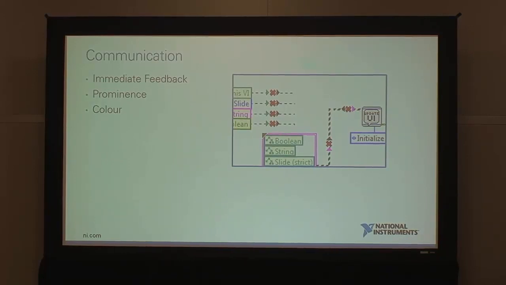The next element of communication is prominence. So again, this ties into that navigation of options. We want to make sure that we have a prominent first step on any page of our user interface. And we also want to make sure that our second step is going to be prominent as well to help guide that user through the navigation. Now, one really good way of doing that is through the use of color.